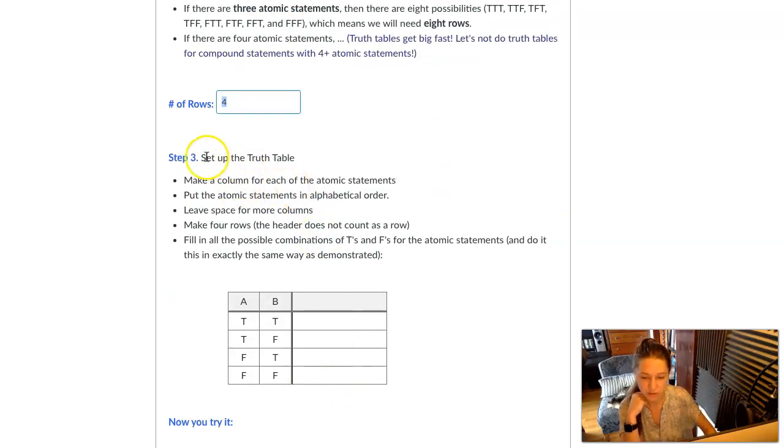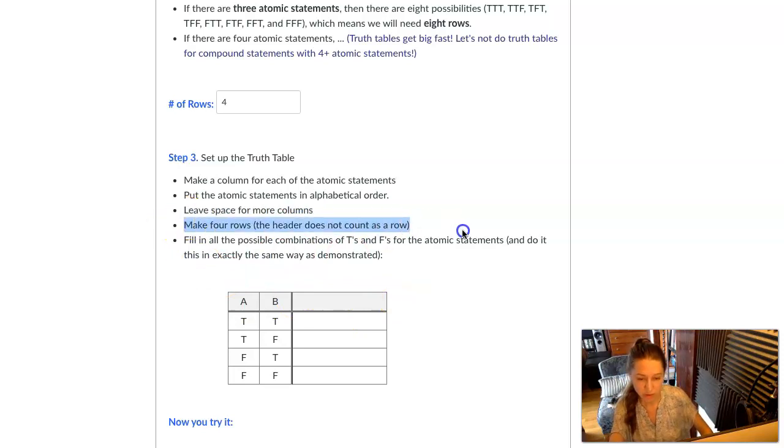Next is to set up the truth table. So be sure to read these carefully. 1, make a column for each of the atomic statements and put them in alphabetical order. This doesn't matter for logic, but it matters for everyone's table looking the same and getting full credit on these auto-graded homework problems. So make a column for A and B, put them in alphabetical order, A then B, and leave some space for more columns, like if you're doing this by hand.